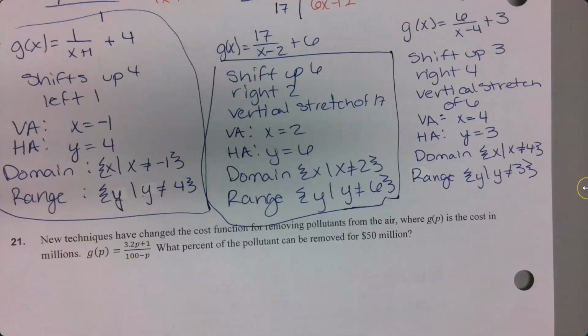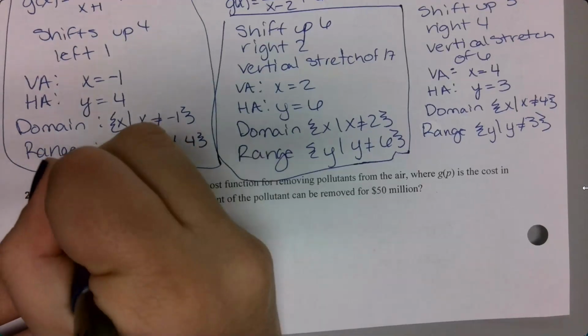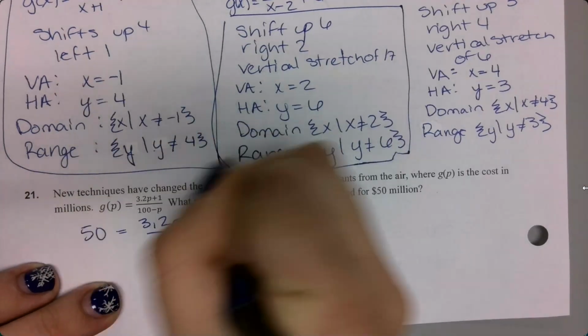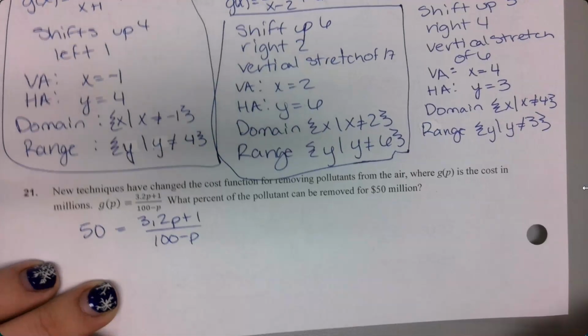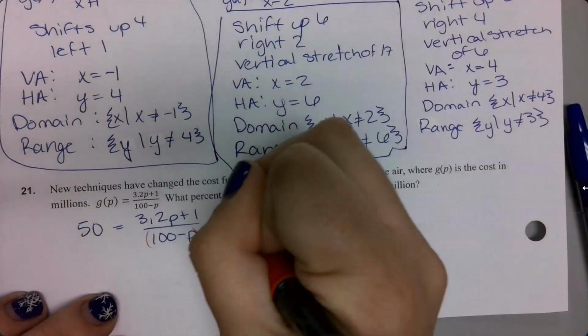My last problem says new techniques have changed the cost function for removing pollutants from the air, where C of p is the cost in millions. C of p equals 3.2p plus 1 over 100 minus p. What percent of the pollutant can be removed for 50 million? So I'm going to set this equal to 50. And then I just want to go ahead and solve this like normal. So I'm going to get rid of my denominator. I'm going to multiply both sides by 100 minus p.